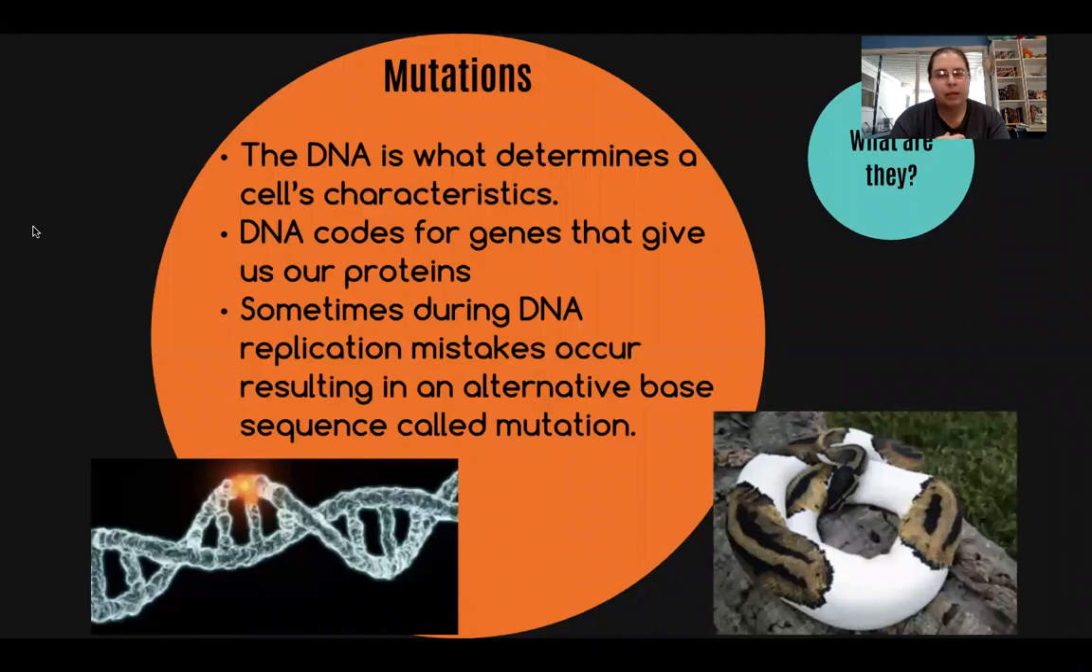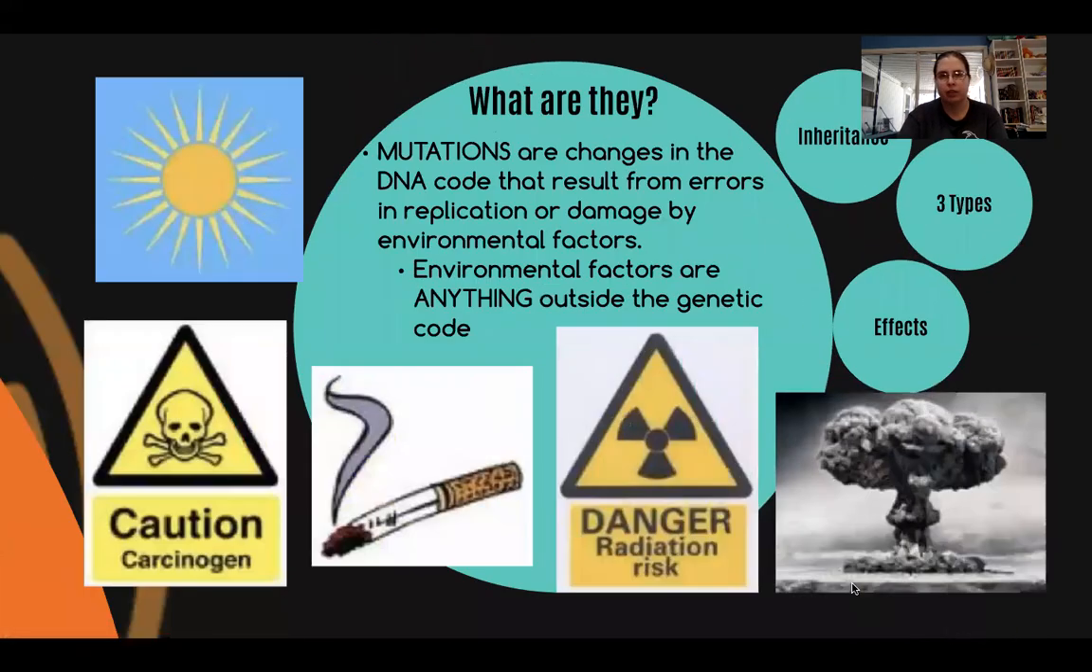Now, there can be a mistake made during DNA replication or during division that results in a change to the actual DNA-based sequences. And when there's a change like that, it's called a mutation. A mutation is a change to the actual DNA-based sequences. As you can see with this snake, it has a mutation where the pigments on some of its scales aren't showing through. That's the result of a mutation.